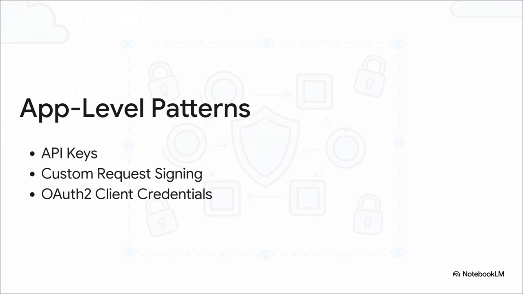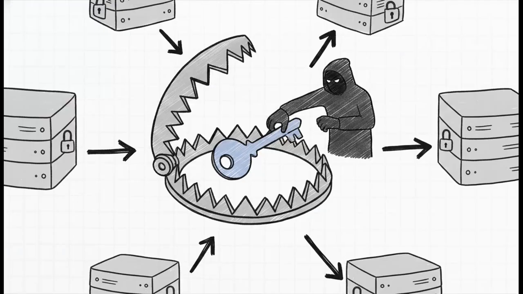When developers handle this, they generally use one of three patterns. They might use API keys, which are static strings. They might use custom request signing, which involves cryptographic signatures. Or they might use the OAuth 2 client credentials flow, which is token-based. Let's break down exactly how these work. First, let's talk about the API key trap.